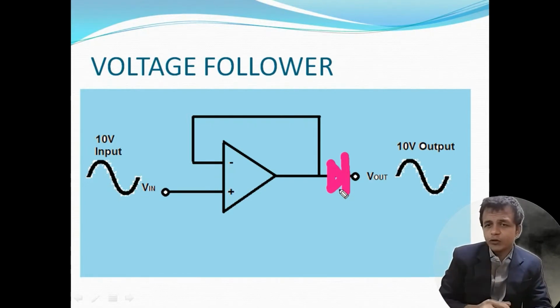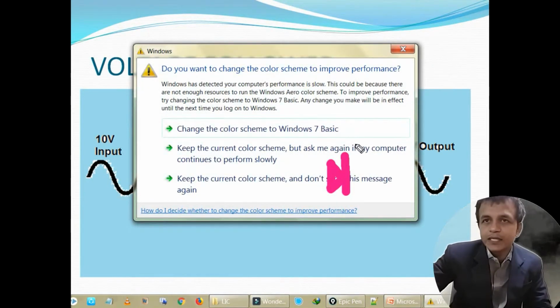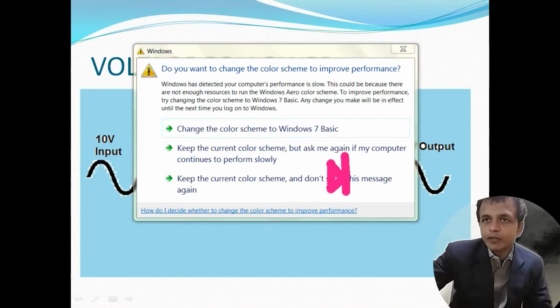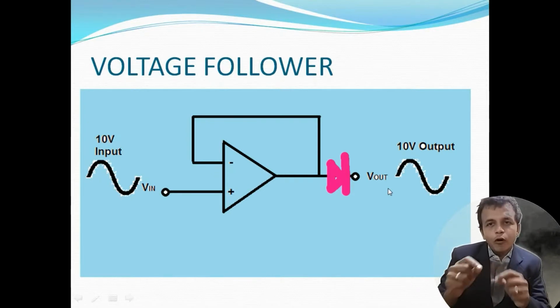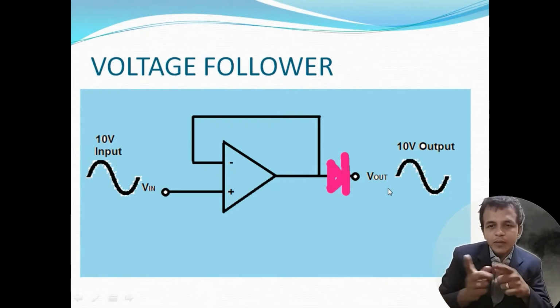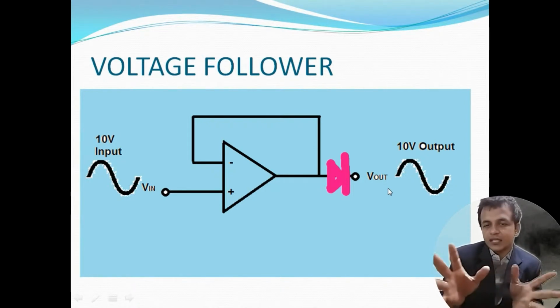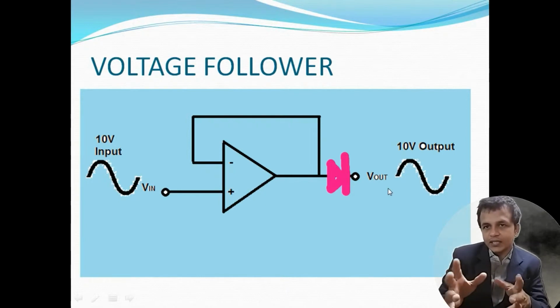Now when we look into the operation of a diode, it is basically a switching device. When it is forward biased, it acts as a closed switch, and when it is reverse biased, the switch becomes open. It does not conduct. That is the working of a diode.